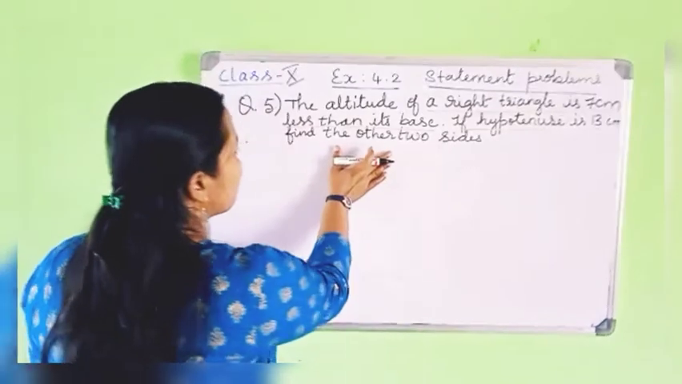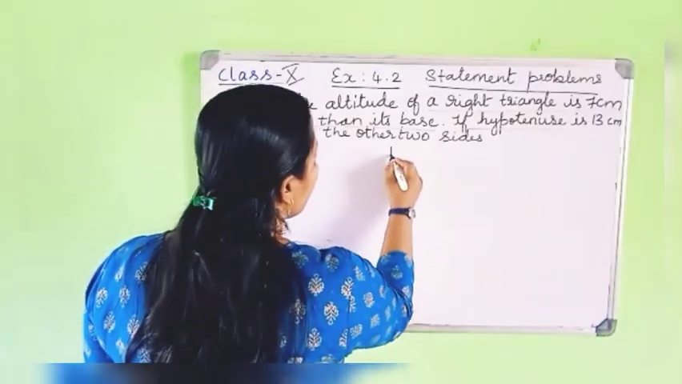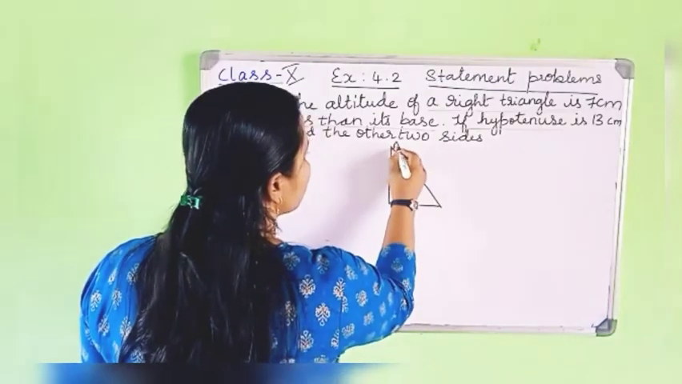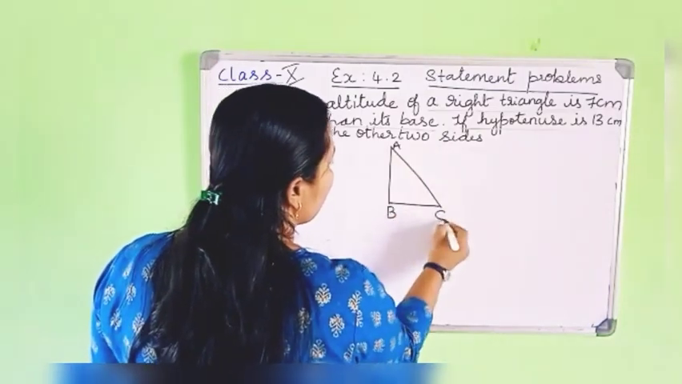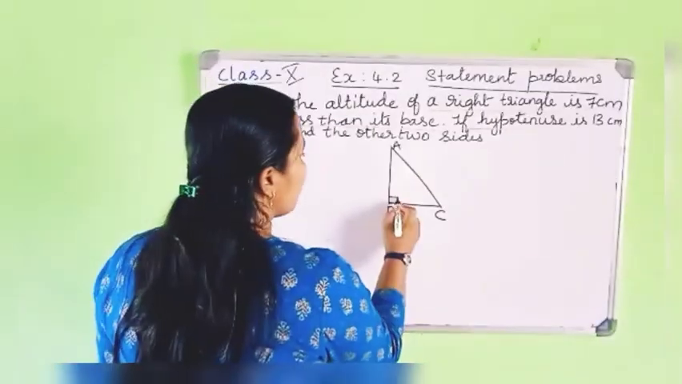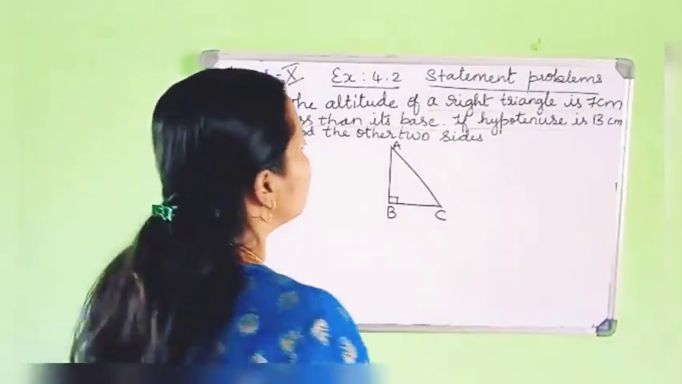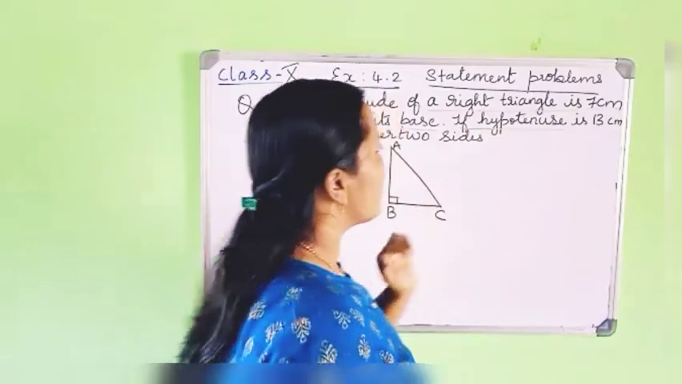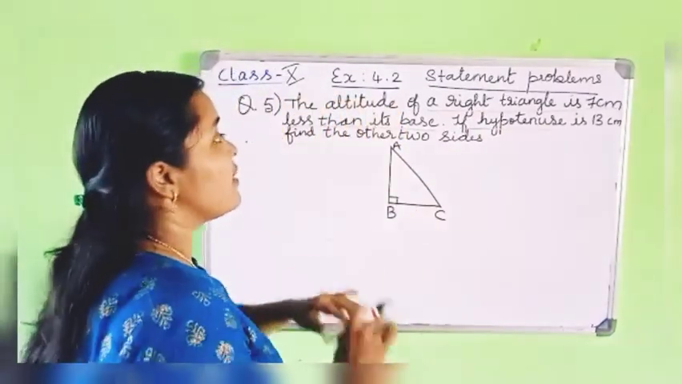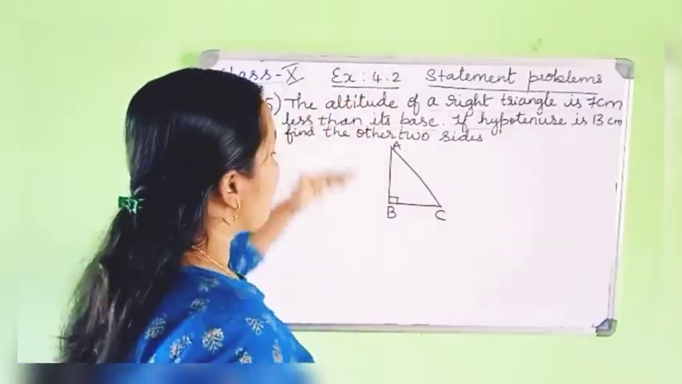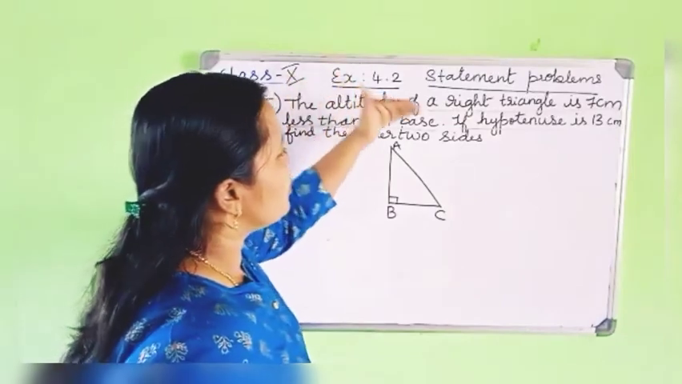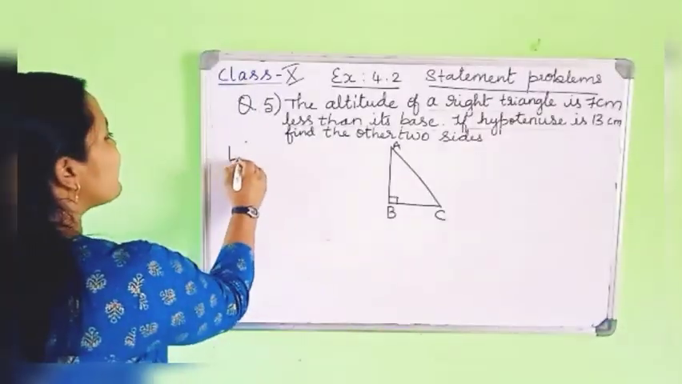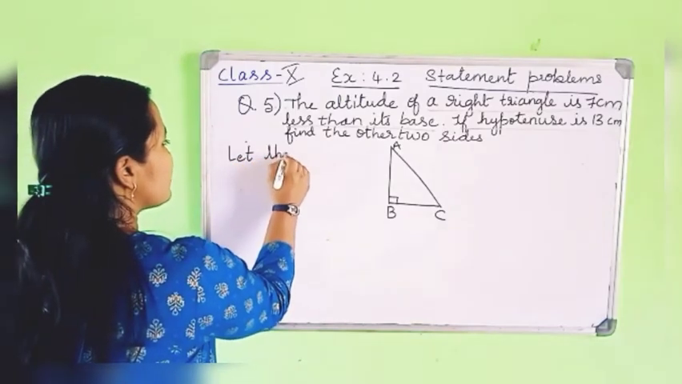So let us consider a right angle triangle. This is a right angle triangle. Let us name it ABC, with B as the right angle. Now what they have given, you come to know. The altitude of the right angle triangle is 7 centimeters less than its base. So they have compared the altitude to its base, right? So that's why we have to take, let the measure of the base be x.